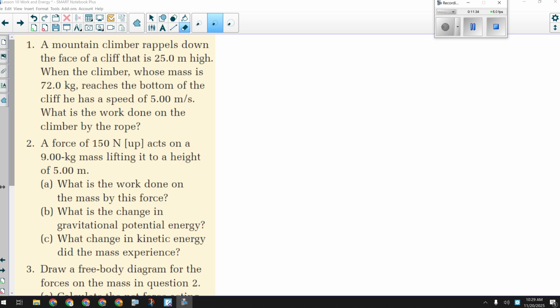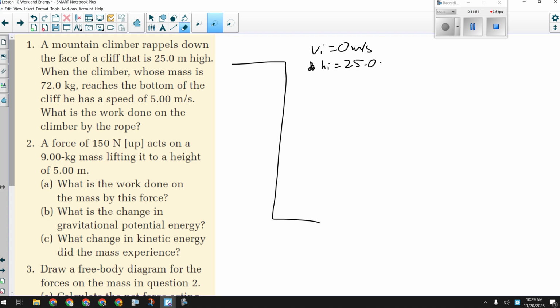All right, so in our first one, we've got a cliff. Okay, and then we've got the person at the bottom of the cliff. So top of the cliff is our initial position, okay? And VI would be 0 up there because they're not falling yet. And their height is 25 meters. So HI would be 25.0 meters, all right? Down here at the bottom, okay, their final height is going to be 0 meters because they're at the bottom. And their final speed is 5 meters per second.